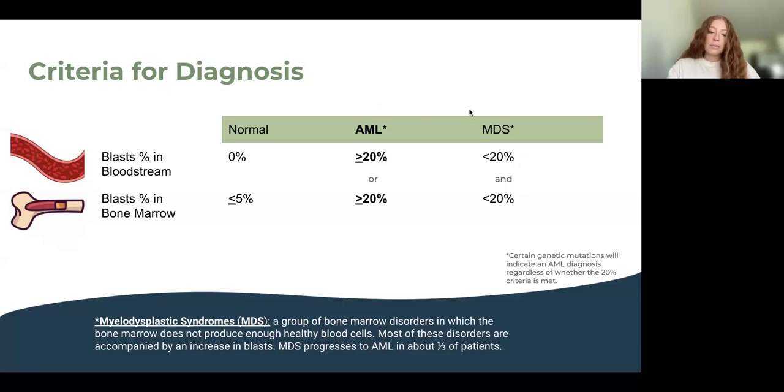I don't know if you've heard of MDS before, but it's different, and also similar in many ways. It's a group of bone marrow disorders in which the bone marrow does not produce enough healthy blood cells. And like AML, most of these disorders are accompanied by an increase in blasts. It's just not going to be as much as AML. And it will progress to AML in about a third of patients. There are different reasons why you get MDS, and some of those reasons can be similar to AML.